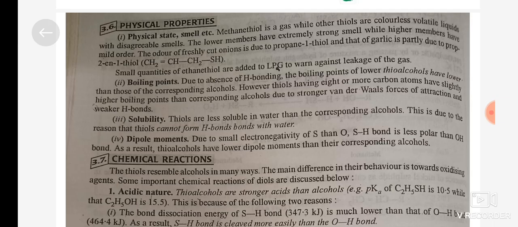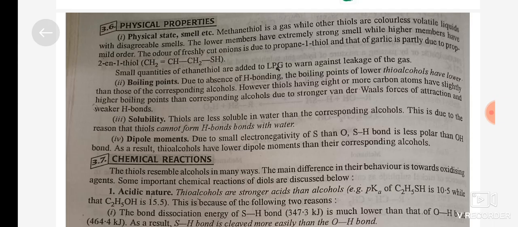Chemical reactions. Thiols resemble alcohols in many ways. The main difference in their behavior is toward oxidizing agents. Some important chemical reactions of thiols are discussed below. First, acidic nature. Thioalcohols are stronger acids than alcohols. This is because of the following two reasons.